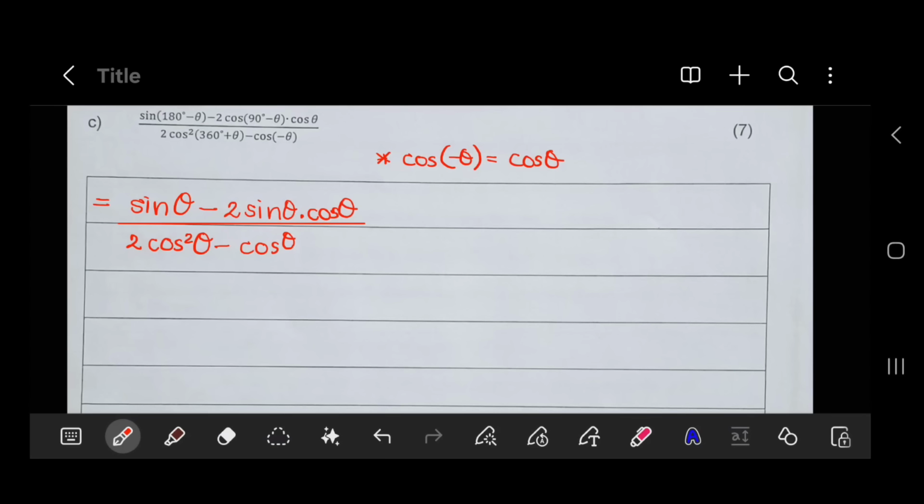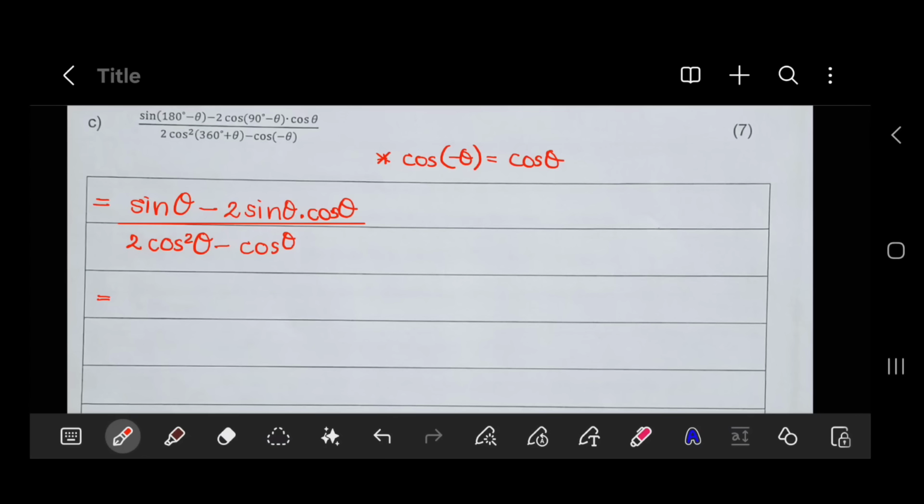Now here's the thing. You guys cannot start cancelling out and say, hey, we've got cos theta at the top, cos at the bottom, let's cancel them out. The reason why we're not allowed to do that is because we have more than one term in our numerator and our denominator, meaning that if we want to cancel anything out, we have to factorize.